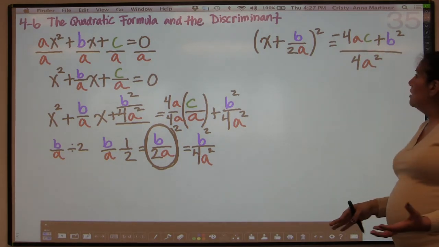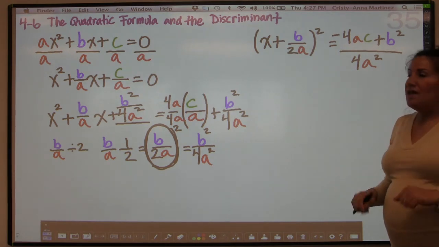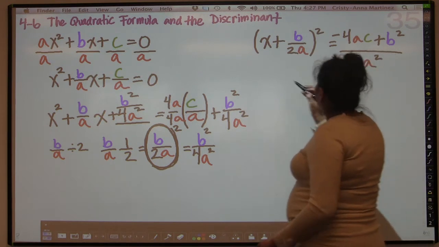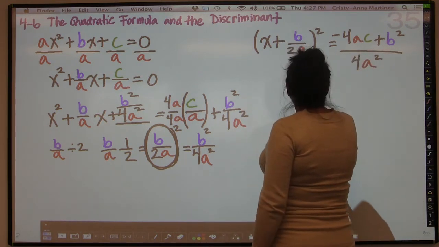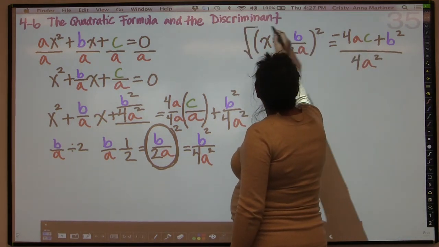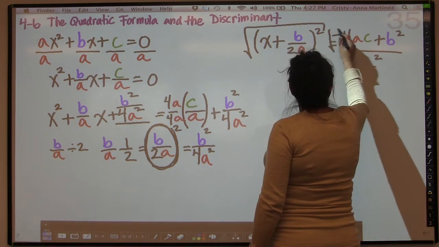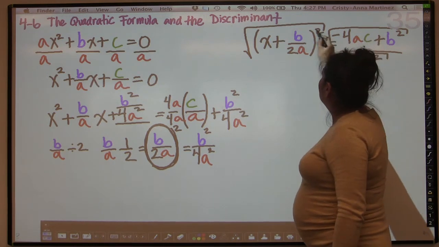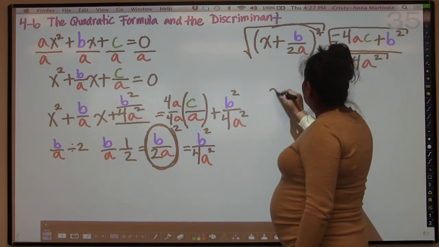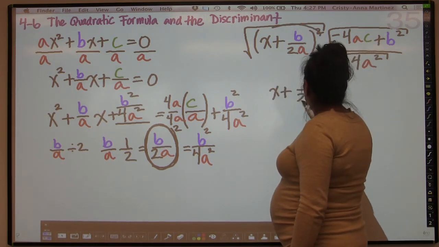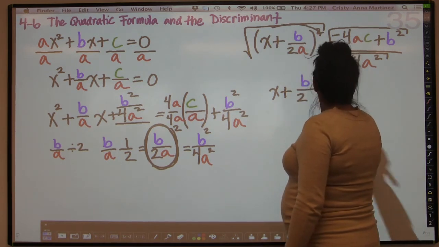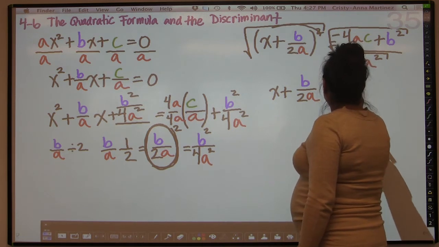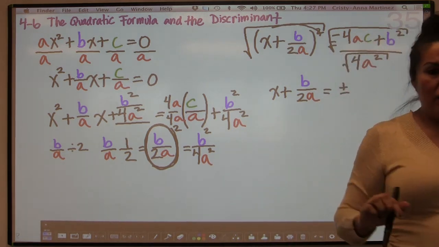The next thing, so now we've completed the square. It's all factored. The next thing we have to do is actually solve for x. So we are now going to square root both sides, and we're going to square root the top and square root the bottom, okay? So the square root and the square are going to cancel, and you're going to get x plus b over 2a equals plus or minus. Whenever you square root something, you want to put plus or minus.